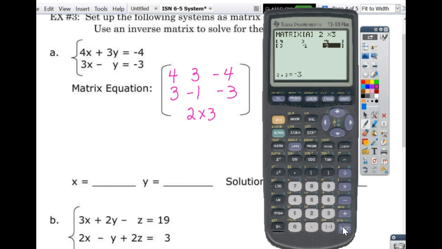So everybody typed in? So once you're typed in, you're going to second quit. That clears off your screen. And I'm going to row reduce. And the calculator says, what are you row reducing? And I'm telling it, do A. And so it gave me -1 and 0. How many of you got -1, 0? Very good. One last one.